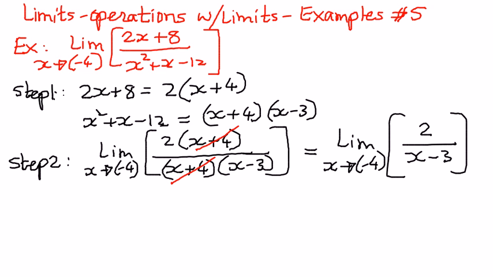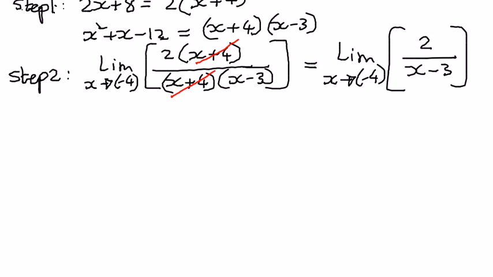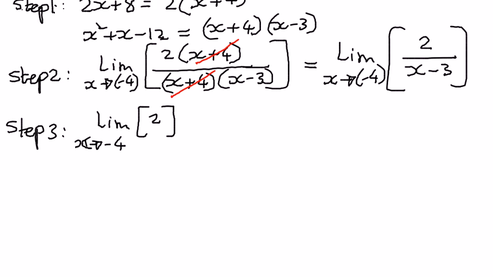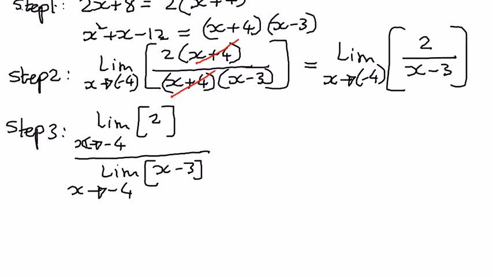In our next step, we're going to write this one out as follows. Step number 3. Since we have a numerator part and the denominator part, we can use our quotient rule here. So we can write it out as limit of the numerator function, limit of 2 as x approaches negative 4, divided by the limit of the denominator part, which is x minus 3 as x approaches negative 4, right?